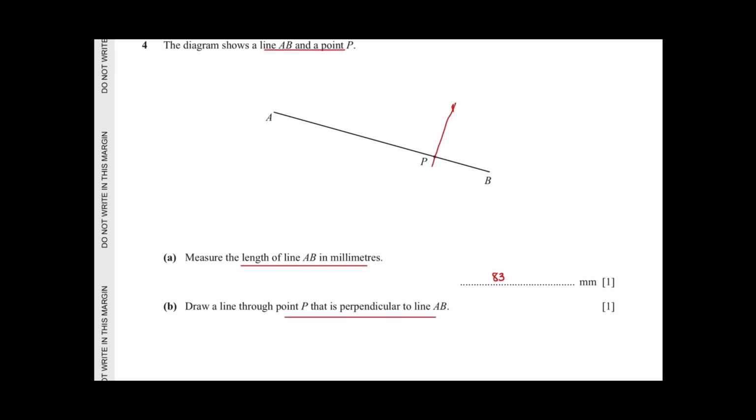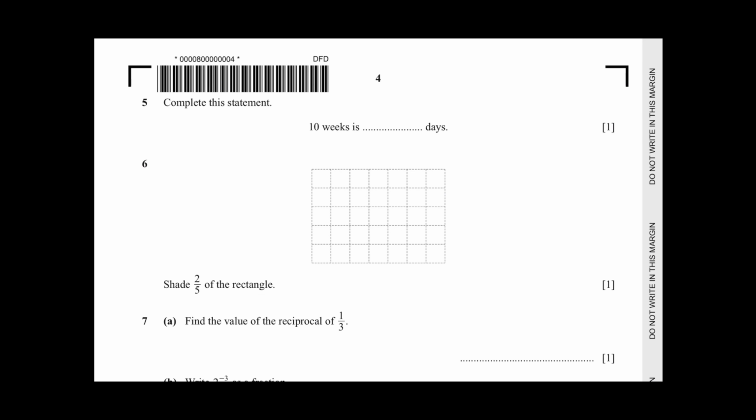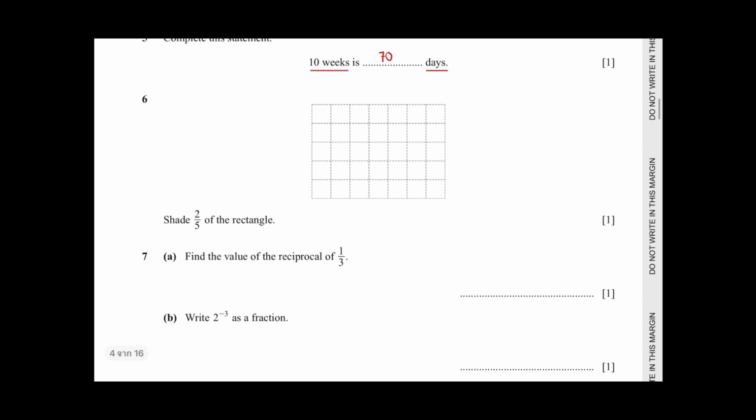Question 5. Complete this statement. 10 weeks equal to how many days? So 1 week equal to 7 days. So 10 weeks equal to 70 days. Question 6. Shade 2/5 of the rectangle.